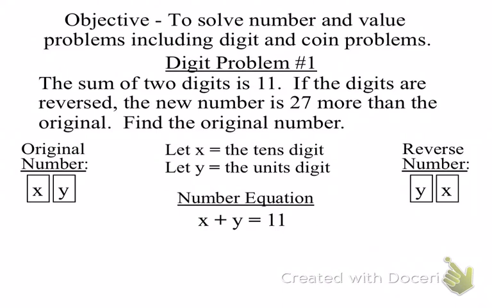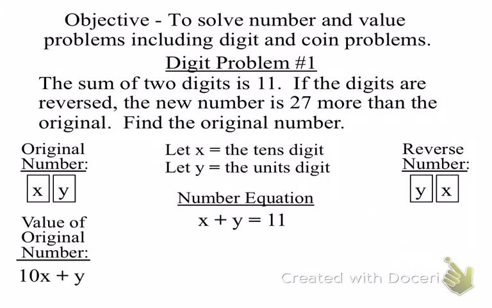Now, the second one's a little bit trickier, but it's always the same, and it's in your word problem. So let's first talk about the value of that original number. If x is in the tens place, doesn't that mean 10 times x plus the 1y? That's the value statement. So what would the value of the reverse be? 10y plus x. Are you guys understanding so far?